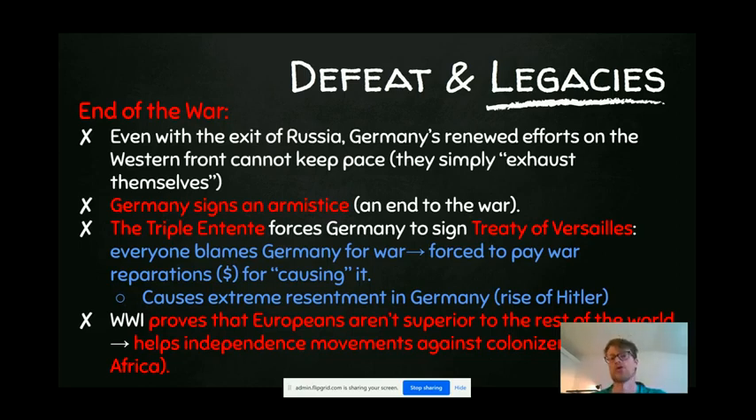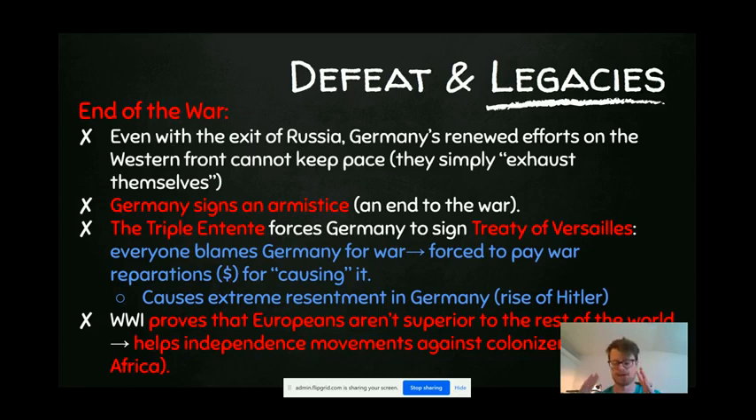But even though Russia drops out, what Germany does is they take all of their troops from the Eastern Front over here and send them to the Western Front. And even though that happened, Germany basically still can't keep pace. By this time, the United States has joined the war. France and Britain are starting to more or less stabilize. And so Germany signs an armistice.